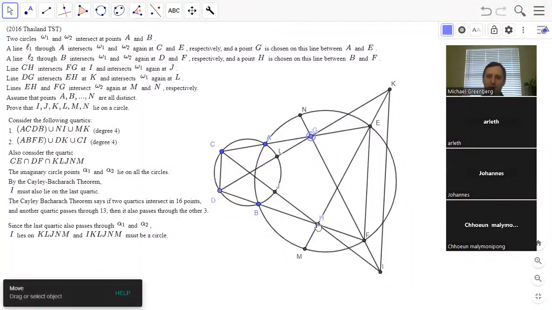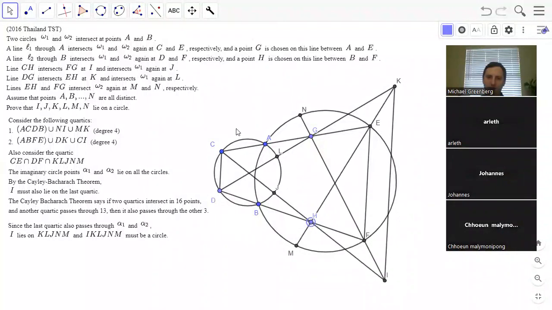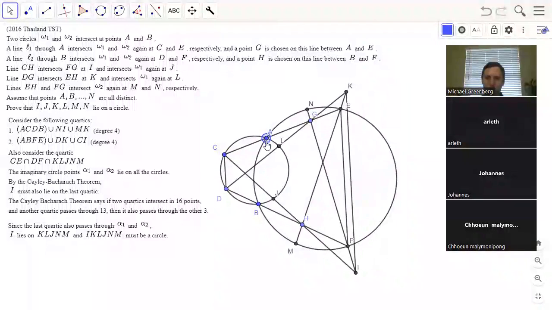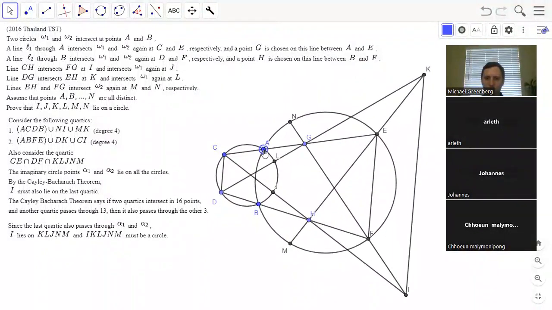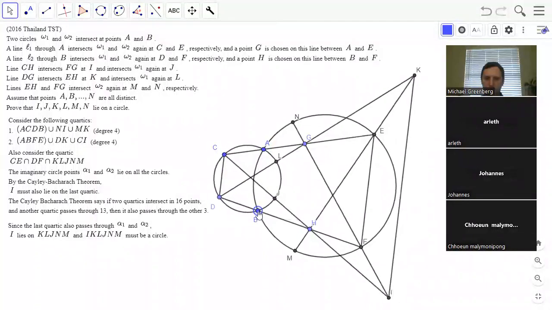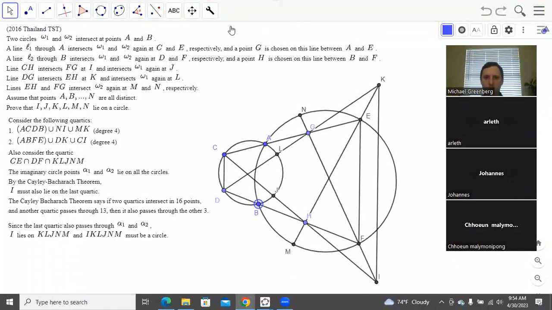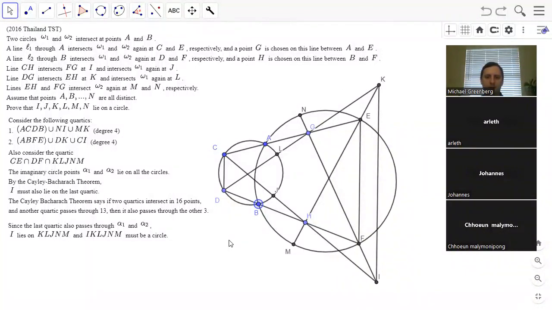This figure almost looks symmetric, so I'll try to make it look a little less so. It almost looks like DCEF is an isosceles trapezoid. A quartic has degree 4 and a conic is degree 2. So that's the difference.